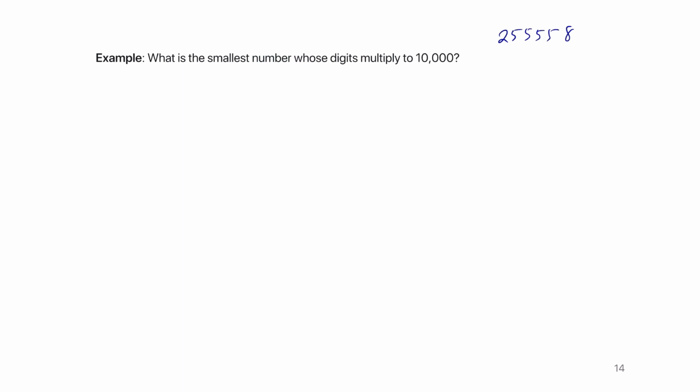Let's talk about how to get to that. First, what we want to do is figure out what we have to multiply to get 10,000, and so the first step is to prime factor it. You can see that 10,000 is 10 to the 4, which is 2 times 5 to the 4, which is 2 to the 4 and 5 to the 4. So the easiest possible answer that we could get is just 2, 2, 2, 2, 5, 5, 5, 5.